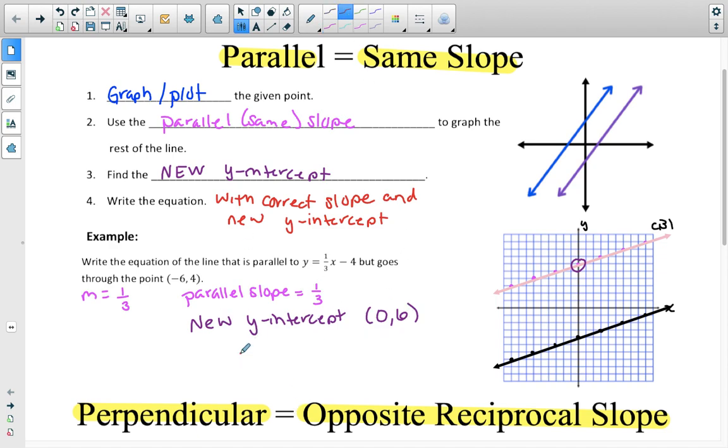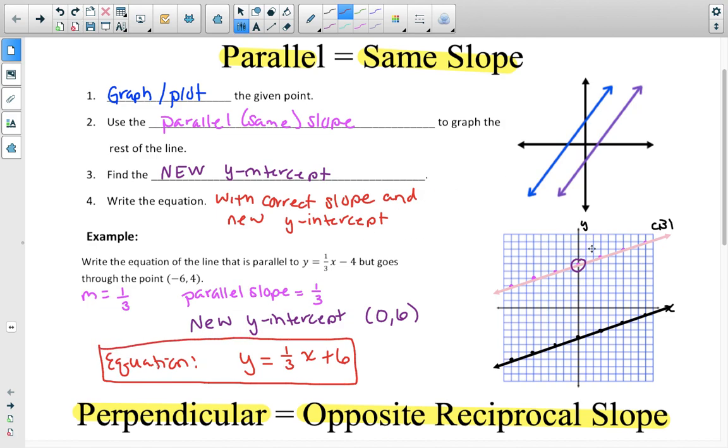as y equals, so our equation is y equals 1/3 x, and then our constant is positive 6. This is our new equation, because we have the parallel slope, and we can find the new y-intercept using the graph.